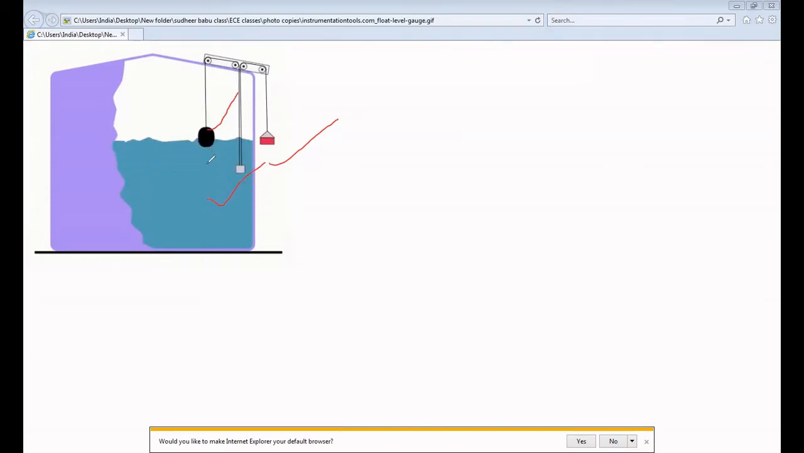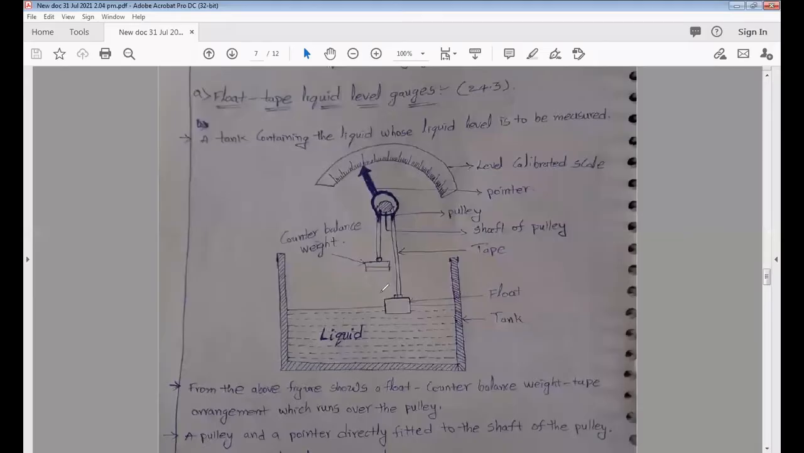In any case, the water head level, that is, the liquid level we are taking in that particular tank, determines how the float moves: according to the liquid level, the float will move either upward or downward. Remember that always. Here we are taking a test liquid, the liquid whose level we need to measure, and we put that test liquid in this particular tank.